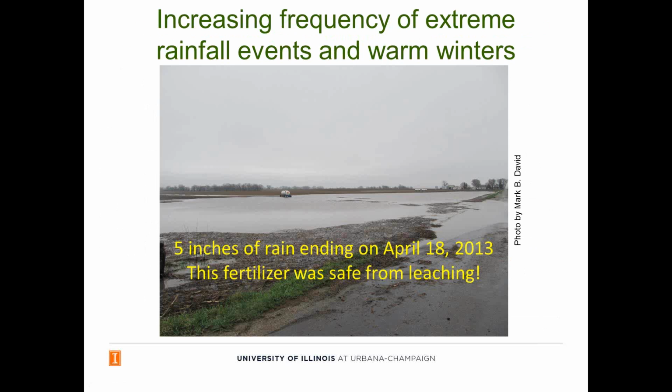So I leave you with this thought: we're having these intense rainfall events, and they're happening more in the late winter and the spring. And this is an example back in 2013 when we got 5 inches of rain. And fortunately, this nitrogen was still safe. It was anhydrous ammonia still sitting in the tank, and that was not washed away. But had it already been applied, there probably would have been some loss. So waiting until closer to when the crop needs it is clearly advantageous when trying to reduce tile nitrate loss.